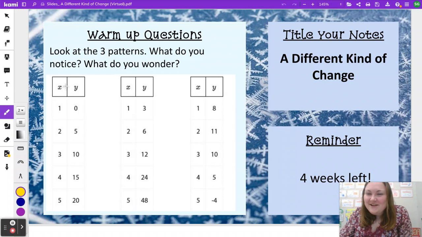So to get us started, that's another one of these what do you notice, what do you wonder warm-up questions. There are 3 tables on the screen. I'm going to have you pause the video here and see if you can notice anything about those 3 patterns. If you have any questions about those 3 patterns, come back to the video when you're ready to discuss.